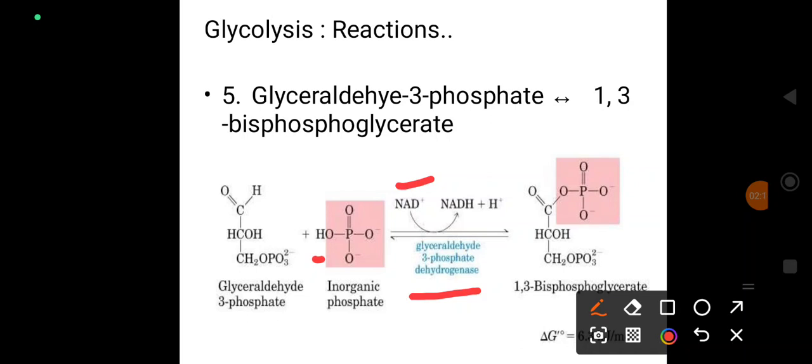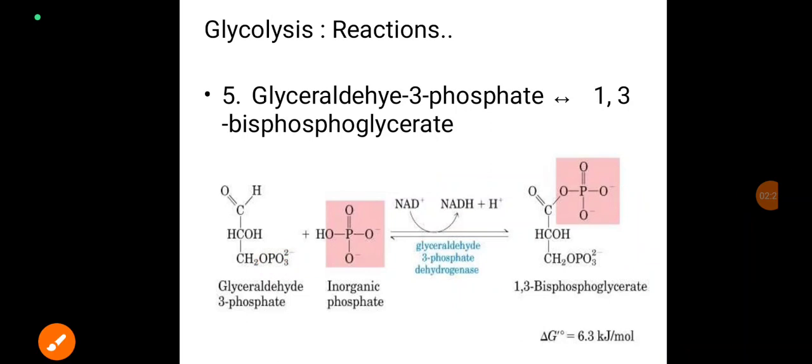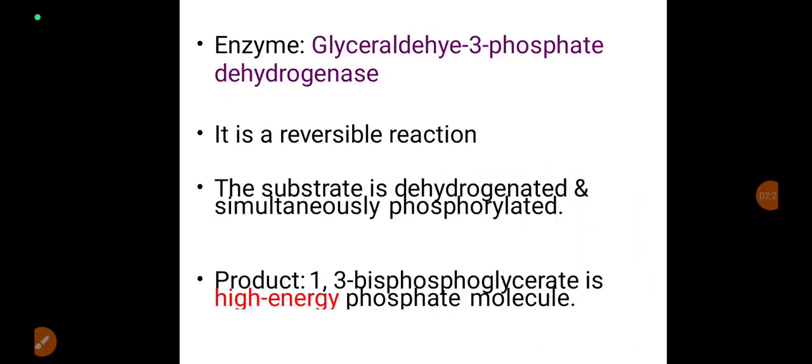So, it already has one phosphate group, and now it is 1,3 bisphosphoglycerate. So, this is the fifth step. The enzyme is glyceraldehyde 3 phosphate dehydrogenase. It is a reversible reaction. The substrate is dehydrogenated and simultaneously phosphorylated. So, the product is 1,3 bisphosphoglycerate. It is a high energy phosphate molecule.